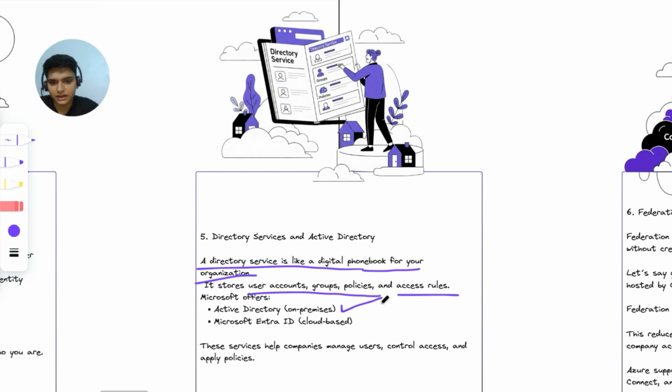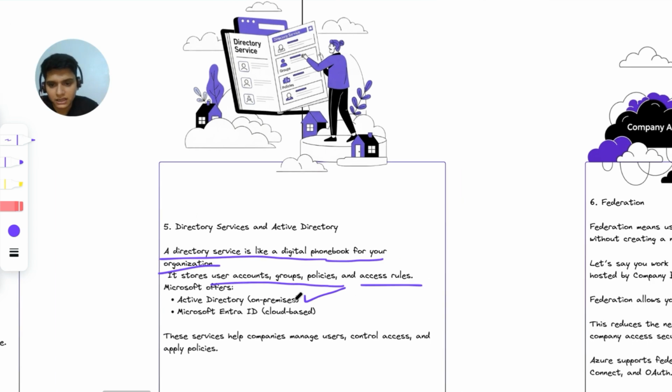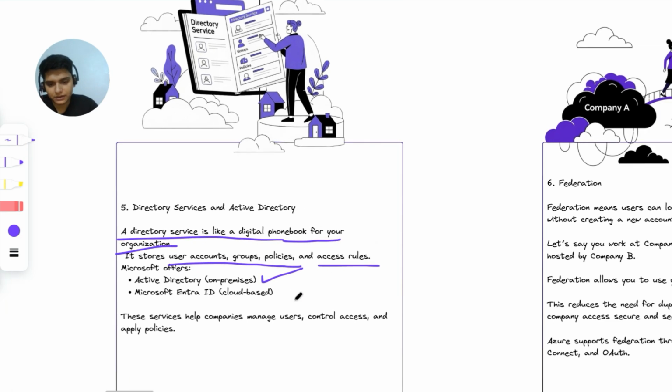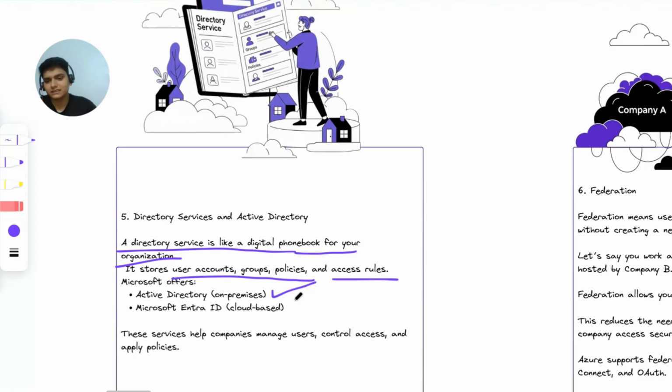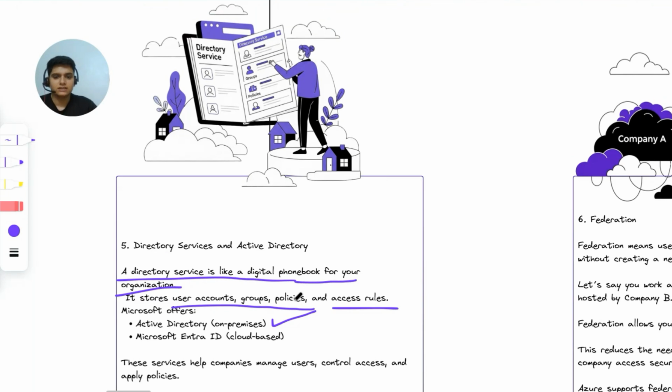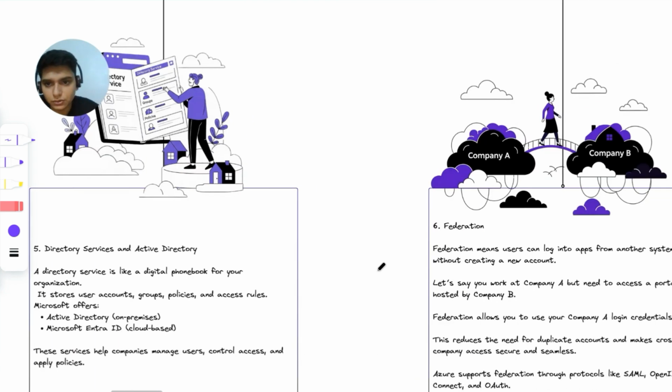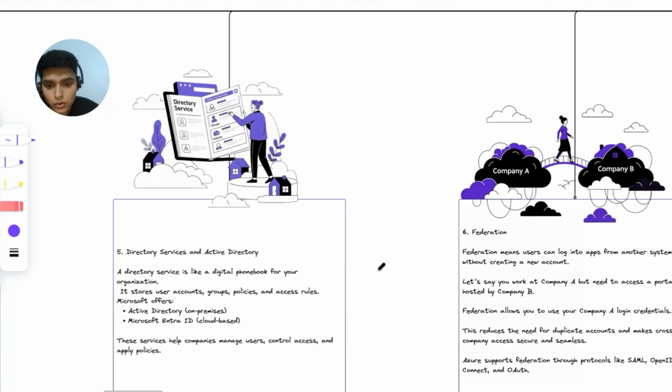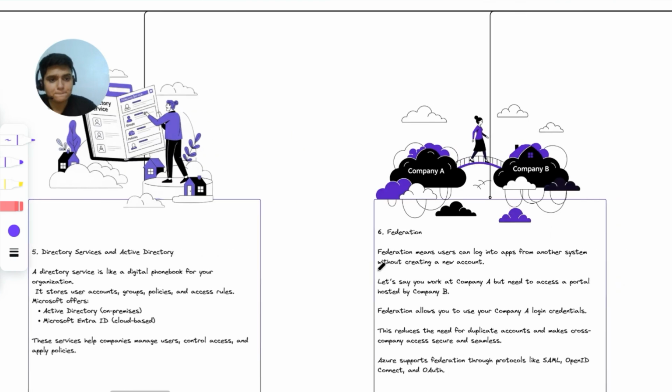These are the two directory services Microsoft is offering, and these services help companies manage users, control access, and apply policies. Suppose you are applying policies to hundreds of users, you are not going to go one by one, you are going to do it in one go. That's what policies and groups do.